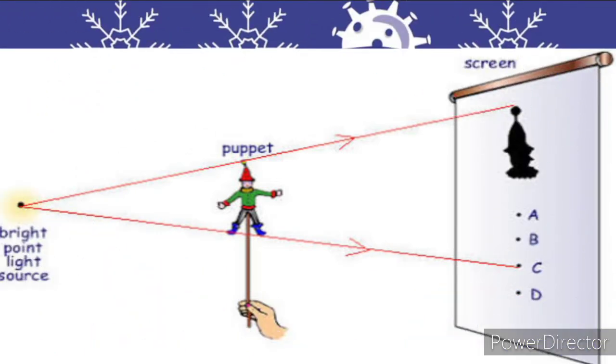Well, if you look at this puppet, can you see the bright point light source shining on the puppet? Then a screen. What happens? You see the puppet shadow on the screen. I love puppets.